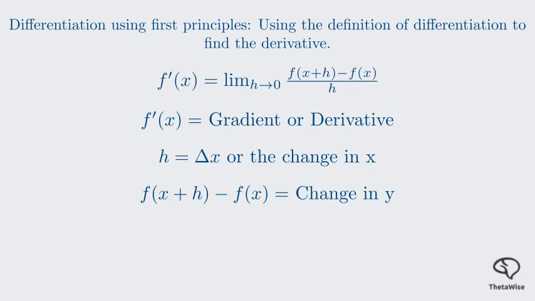In essence, this formula calculates the slope of the line connecting 2 points on the curve, the point at x and the point at x plus h. Then, by taking the limit as h approaches 0, we are finding the slope as these 2 points get infinitely close together, which gives us the exact slope of the tangent line at x.